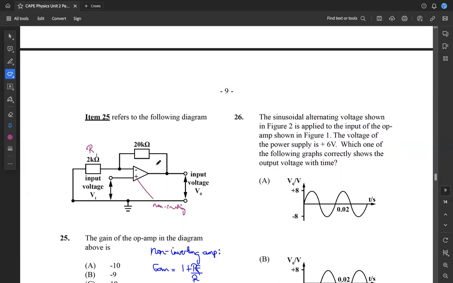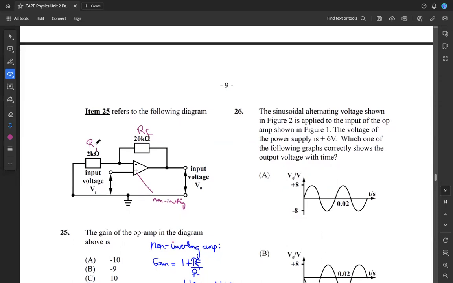This is our feedback resistor. So this is RF, right? Because you see, it's taking from the output here and then coming back around to feed back in. So this is our feedback resistance, right? And this is our R1 that's coming in, or R input, really, the resistance of the input.